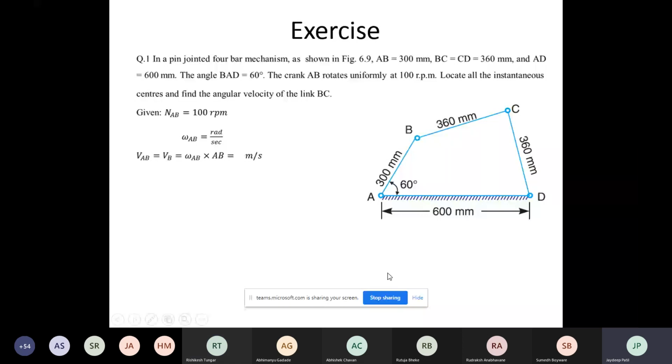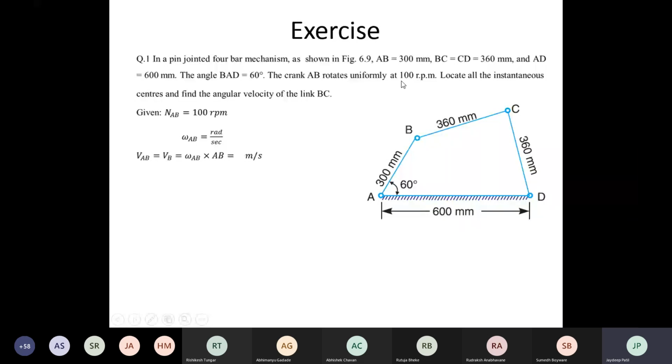Now, in a pin-jointed 4-bar mechanism as shown in figure, AB is equal to 300 mm. The distance of AB is given. BC is equal to CD is equal to 360 mm, and AD is equal to 600 mm. The angle BAD, this angle is given here, 60 degree. The crank AB rotates uniformly at 100 rpm.